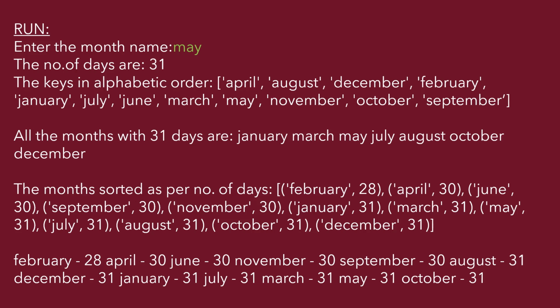Okay. Now we have to sort the dictionary according to the number of days. So these are the two outputs. The first output is where we have used the sorted function with a lambda function. That is showing the months sorted as per number of days like this: February 28, April 30, like this. In the next part, we have used a nested list to display the key value pair. So it is showing like this: February hyphen 28, April hyphen 30, June hyphen 30, like this.